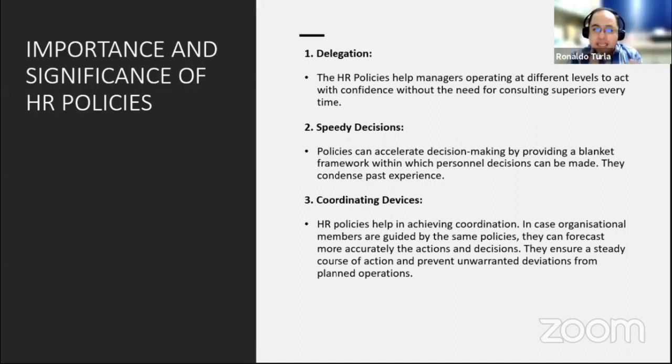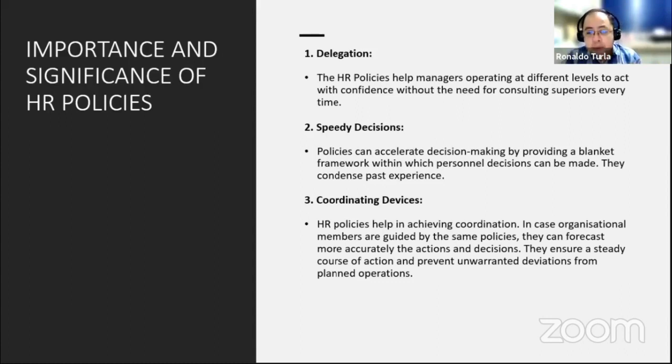So second importance is that speedy decisions are made. So policies can accelerate decision making by creating a blanket framework wherein employee decisions can be made. So more or less, a policy can also condense past experiences. Ibig sabihin, based on past or historical data, masasabi natin, okay, so we need to be able to make such policies, for example. So, it could, again, concern benefits, salaries, for example. So, again, it speeds up your decision making.